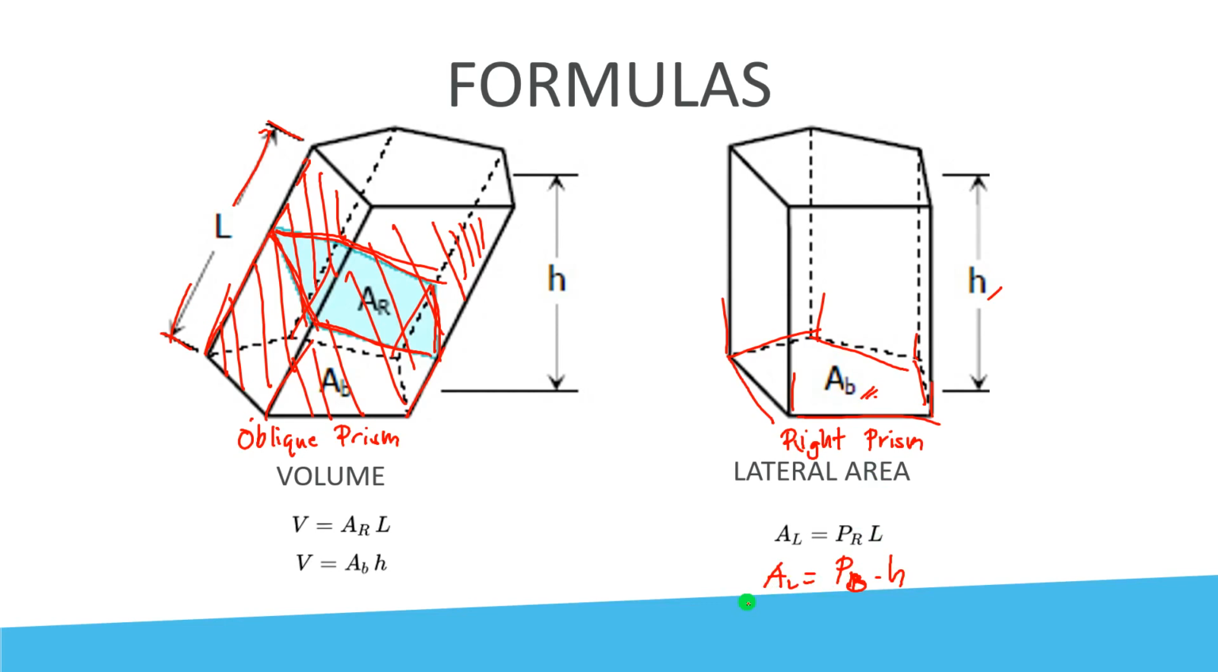So if it is required to determine the total surface area of the prism, just add the lateral area to the sum of the bases, which is twice the area of the base.